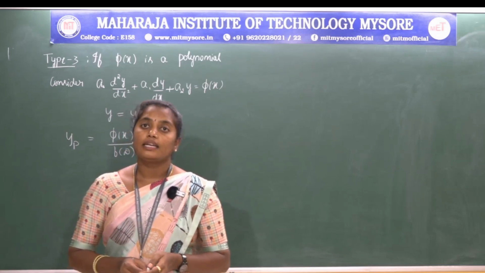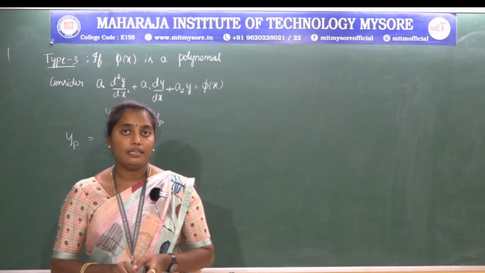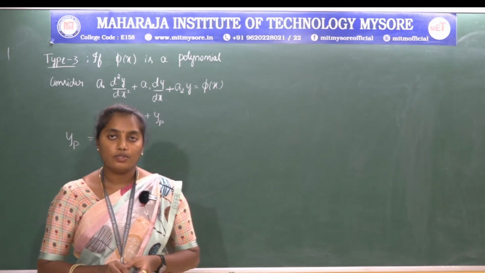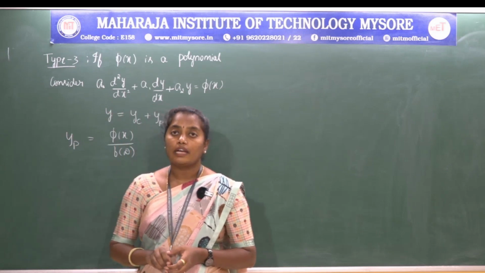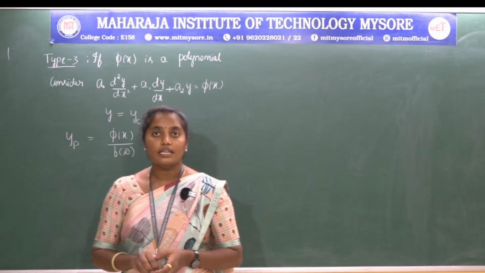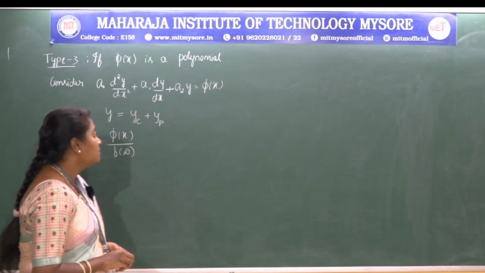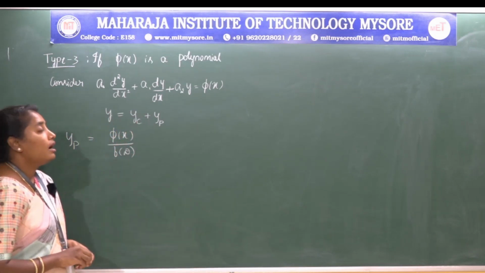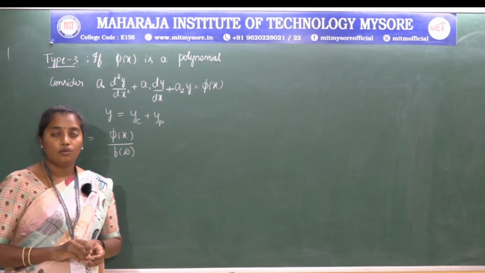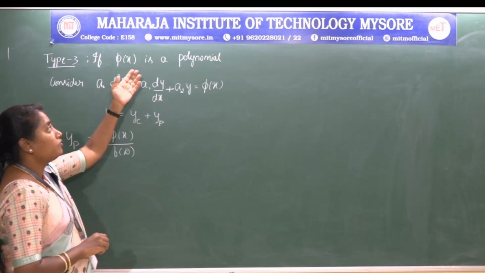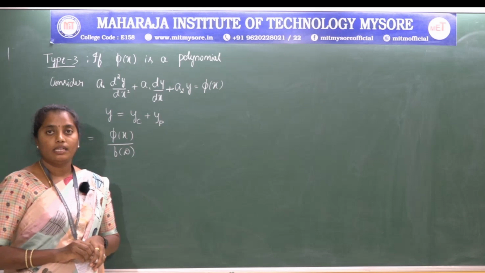Hello everyone. In the previous class I have explained how to solve a non-homogeneous differential equation of type 1 and type 2 functions, that is exponential and trigonometric functions. In today's video I am going to explain how to find a solution of a non-homogeneous differential equation if phi of x is a polynomial equation.